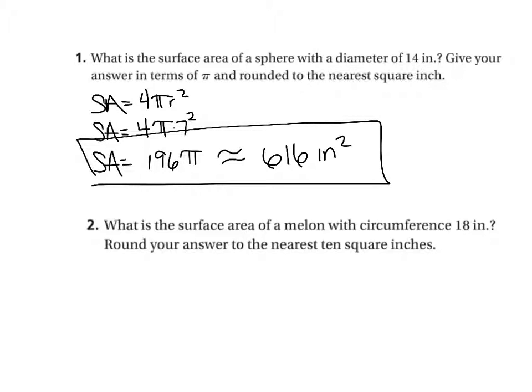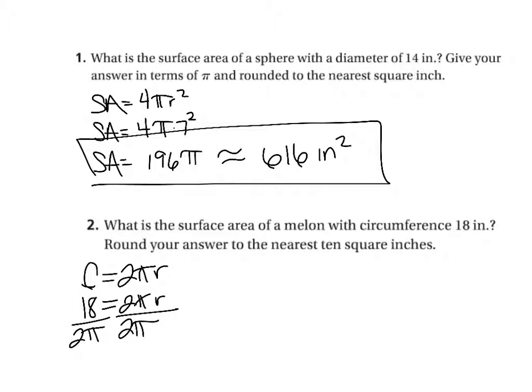Now, this one's a little bit trickier. It says, what's the surface area of a melon with a circumference of 18 inches? Now they're telling me what the circumference is. That's a little bit trickier, but ultimately, the circumference formula is just 2 pi r. And if you know the circumference is 18, then I can solve this for r. I'm just going to have to divide by 2 pi.